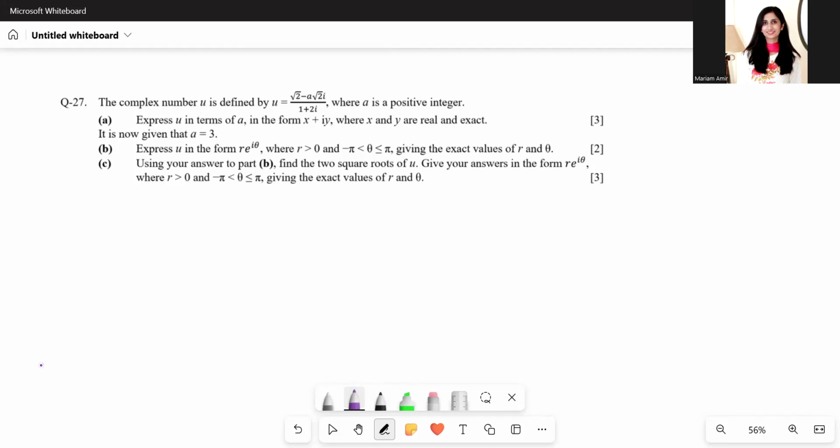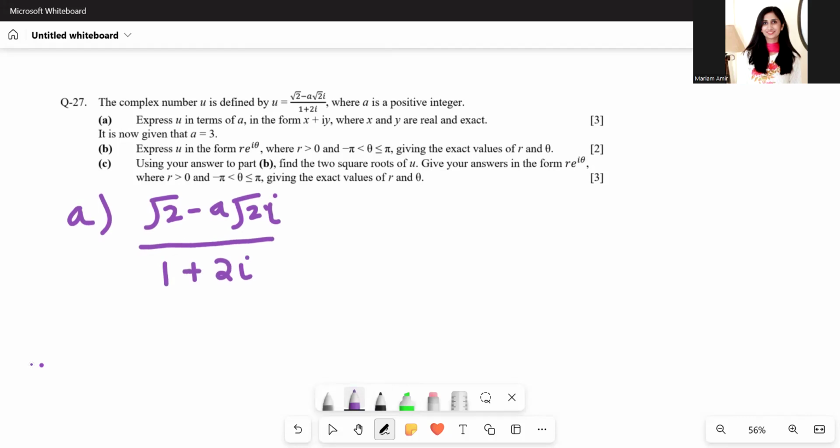Okay, so the complex number u is defined by this, where a is a positive integer. Express u in terms of a in the form of x plus iota y. All right, so we will need to rationalize this for part A. So (√2 − a√2 iota) upon (1 + 2 iota), times (1 − 2 iota) upon (1 − 2 iota).